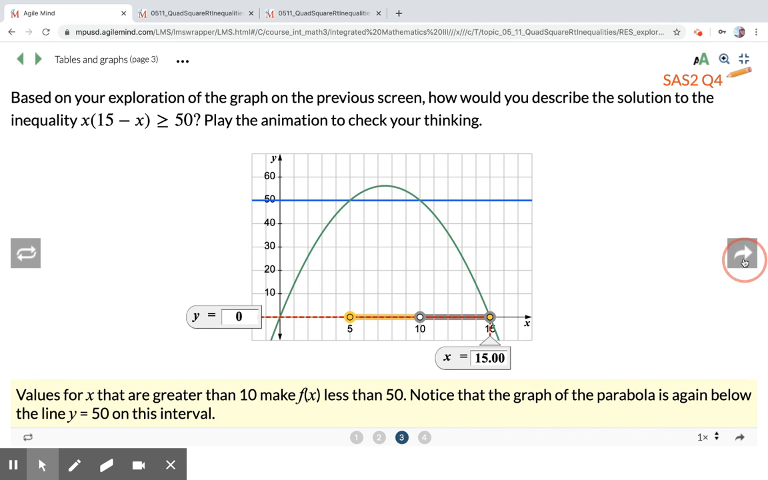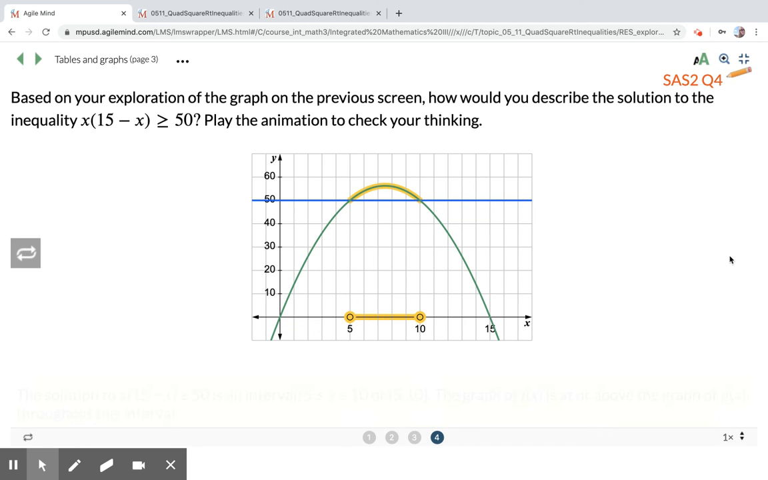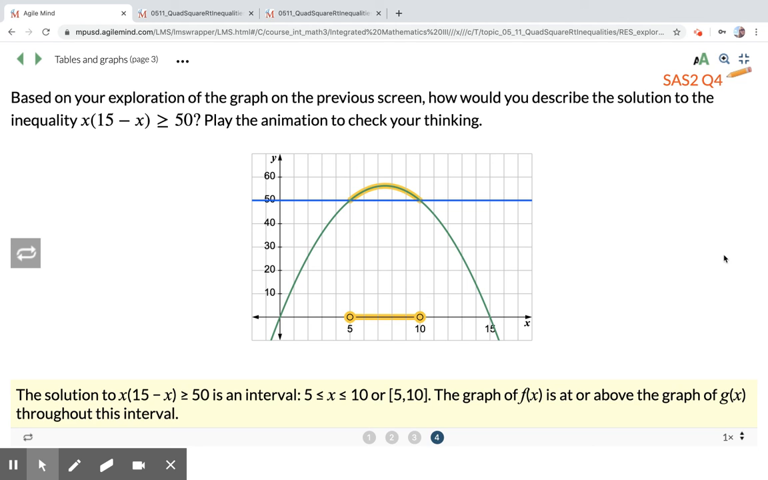So I think this answers question number 4. This means that our solutions are 5 is less than or equal to x is less than or equal to 10. So 5 to 10 are my solutions. If you want, I know we've become really keen on interval notation. You could have also written it as 5 to 10 in interval notation using closed brackets because 5 and 10 are equal to, right? So I use little closed brackets on that.